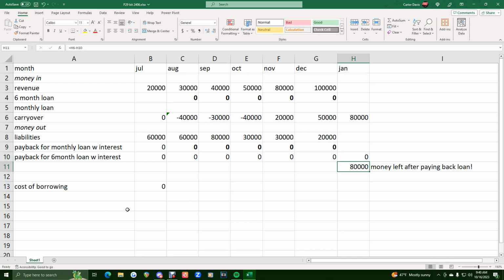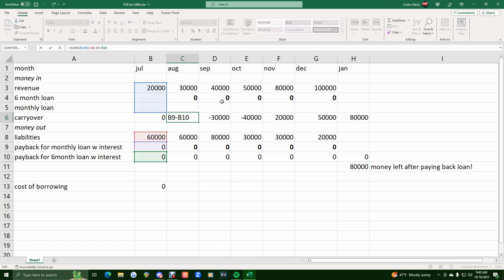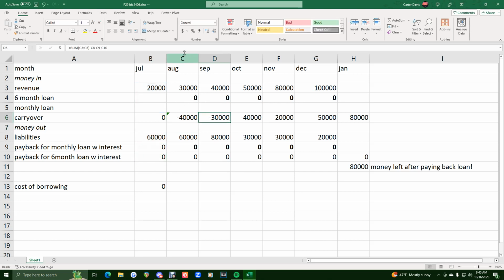Okay, so then again, the carryover into August is a result of the money that came in July minus the money we sent out, the money out in July. And so this formula gets dragged all the way through.